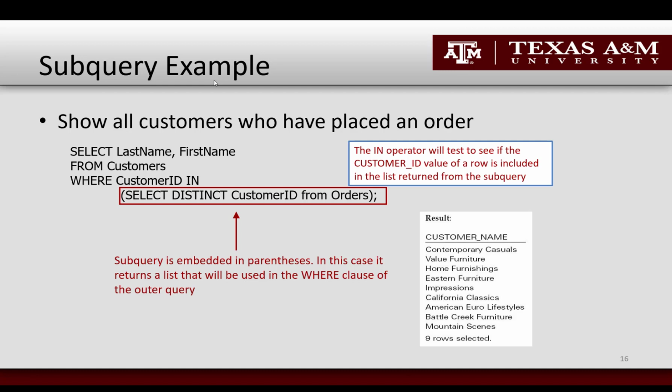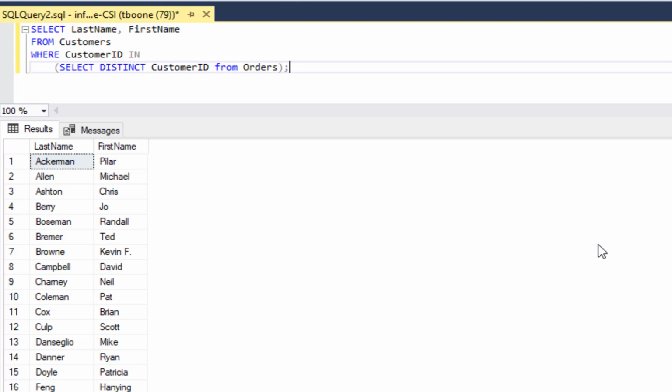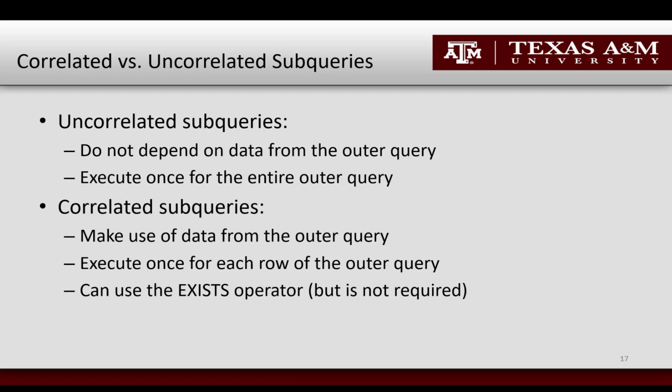Let's run this query. This query will give us last name and first name for all of our customers, but only if they've placed orders. Uncorrelated subqueries don't depend on information from the outer query, which means you can run them once and then use them for the rest of the outer query. Correlated subqueries use information from the outer query, which means every time we calculate a row for the outer query, we then have to run the inner subquery against that result.